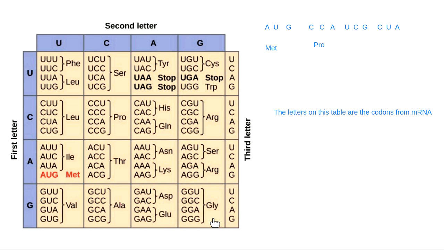Gloria asked the question, why is methionine red? The reason methionine is red is because this is always the first amino acid that we put in every single chain. So it has a special name, actually. When we talk about methionine, or Met, AUG is called the start codon. So every single molecule of mRNA always starts with AUG. We always start with methionine.